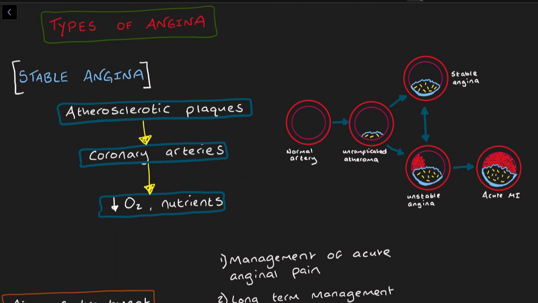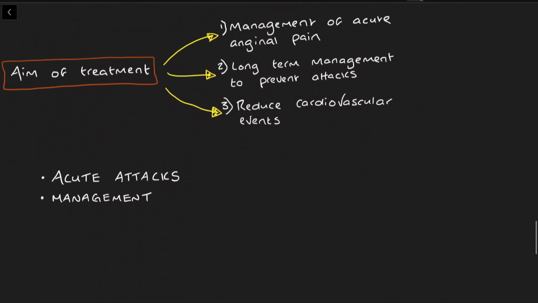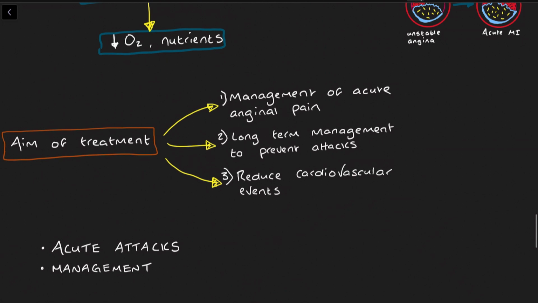Treatment involves management of acute angina pain and long-term management to prevent angina attacks and also to reduce further cardiovascular events. Symptomatic treatment is directed at reducing the work of the heart, so cardiac work, with organic nitrates and beta blockers or calcium channel blockers. So for acute attacks, it should be managed with sublingual glyceryl trinitrate. This could be taken before performing strenuous activities.